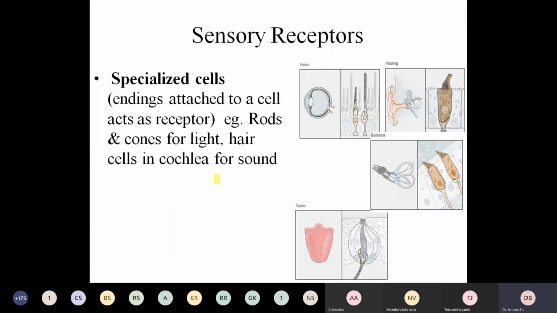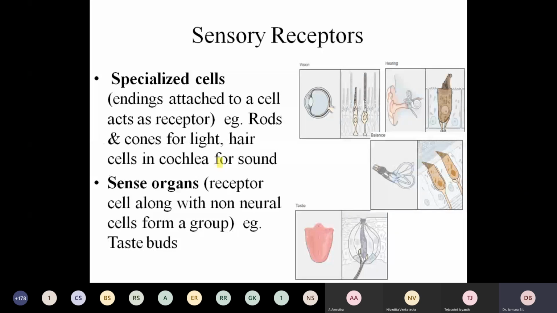Or some sensory receptors may be specialized cells. So in these, the endings are attached to a cell, which acts as a receptor. For example, rods and cones, which are the photoreceptors. So they are the specialized receptors. And then hair cells in the cochlea, which interpret sound. This could be a form of specialized cells or maybe a sense organ. The receptor along with the non-neuronal cells form a group and act as a sensory receptor, for example, taste buds.